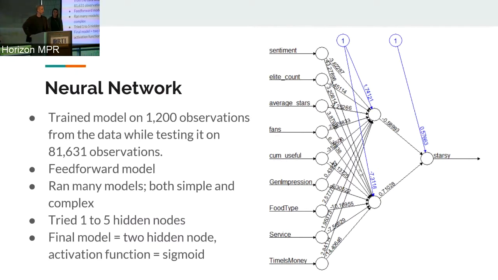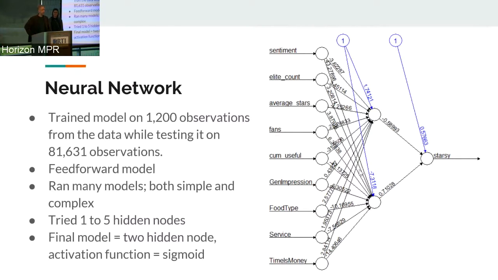We trained this model. We found neural networks are very computationally intensive, and getting the model to converge was a major challenge for us. So we only trained it on a very small set of observations. If we expanded that set of observations, we found that the model fit was not all that much better. The model that we concentrate on is a feed-forward model, and we ran a zillion different models, both simple and complex.